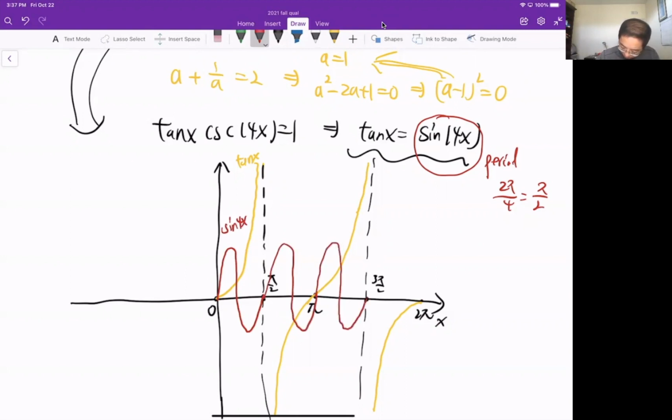Okay, we'll just complete all the period. Now let's just count the intersections. We have this is intersection 1, and this is 2, and this is 3. Okay, this is 4. And also you notice we have other intersections, right?